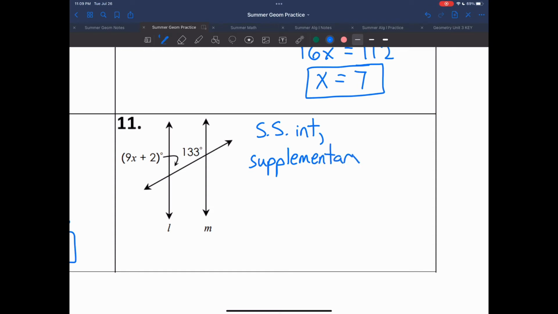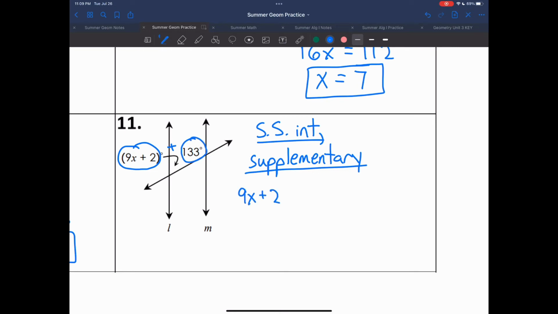Supplementary. So same side interior, supplementary. Now be careful. The common mistake here is to set those equal to each other. But don't be that person, because those are not equal, okay? But I do know if I add them together, they equal 180. So that's exactly what I'm going to do. I'm going to do this plus this equals 180.